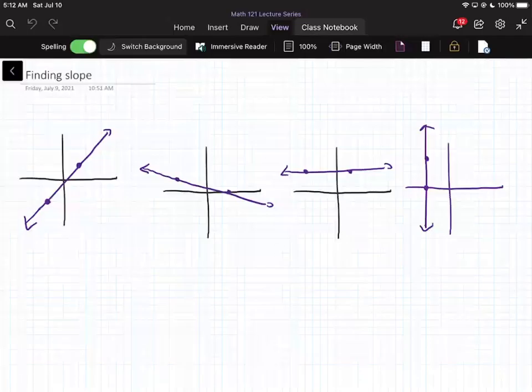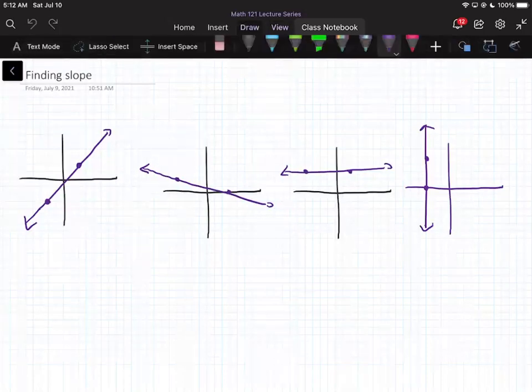When looking at the equations and the values of lines, one of the most important things we need to be able to do is calculate slope. Slope is a measure of the rate of change of an equation.